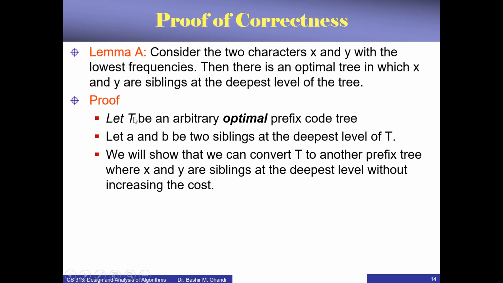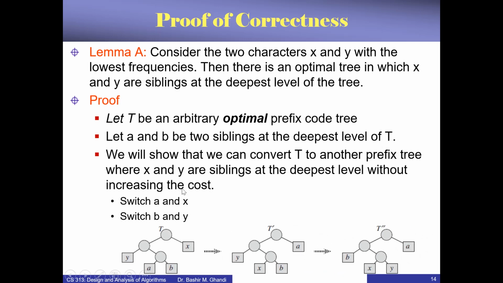Okay, so we start with a tree that is optimal, but at its deepest level are not X and Y as siblings, but A and B. So we're going to show that if we replace A and B with X and Y, it will still remain optimal. And that is the way we're going to prove the lemma. Okay, so we're going to switch A with X and then switch B with Y, as you can see in this tree.